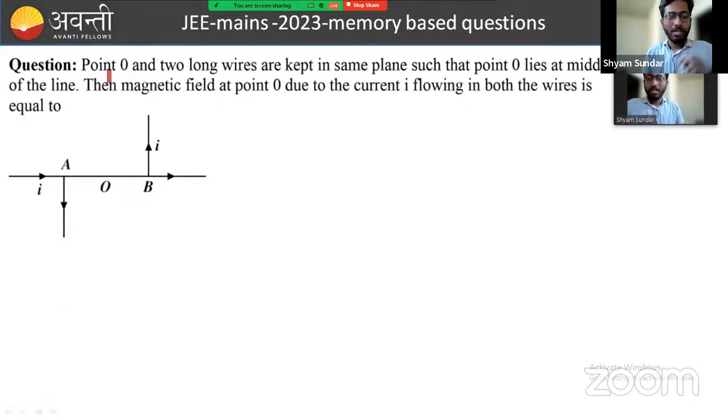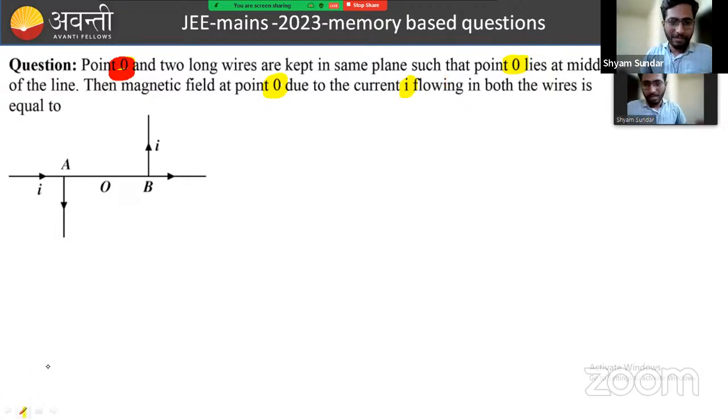Look at the question. I will take another color. Point O and two long wires are kept in the same plane such that O lies between these two wires. The magnetic field at point O due to current I flowing in both the wires is?